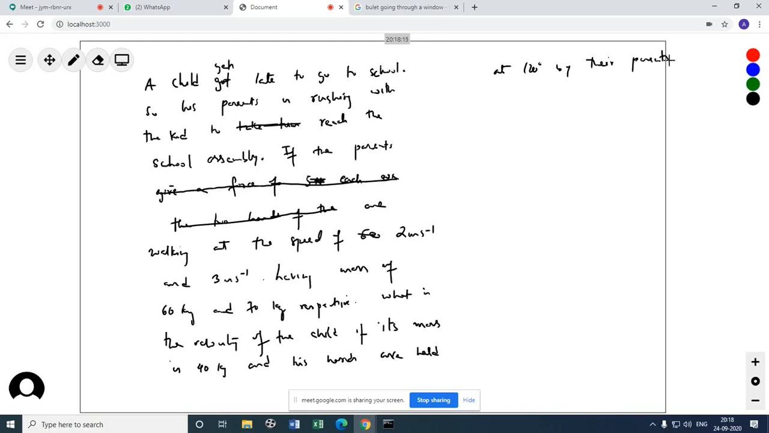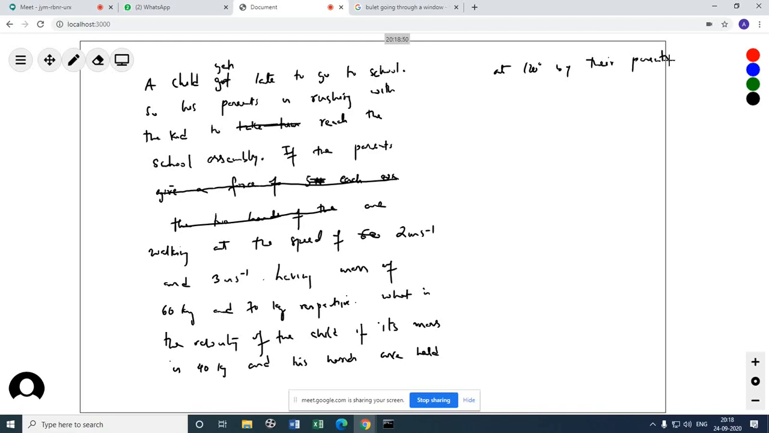Do you understand the situation? Sir, but the parents' speed is very fast, sir. 2 meter per second and 3 meter per second. Yeah, you can imagine the situation. That means the father is holding one hand and the mother is holding the other hand, and they are literally dragging because they are late for school, and they are quite far from each other. The hands are making an angle of how much? 120 degree. It's an exaggerated one, it may not be exactly 120 degree, let's say approximately 120 degree.